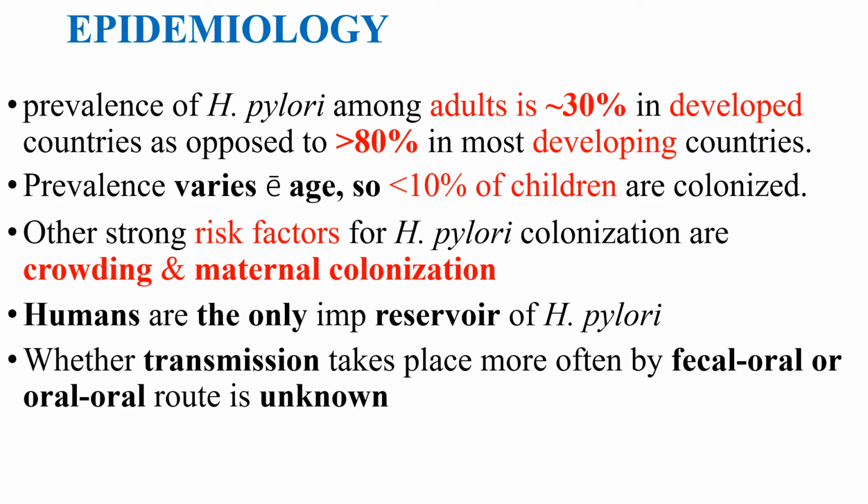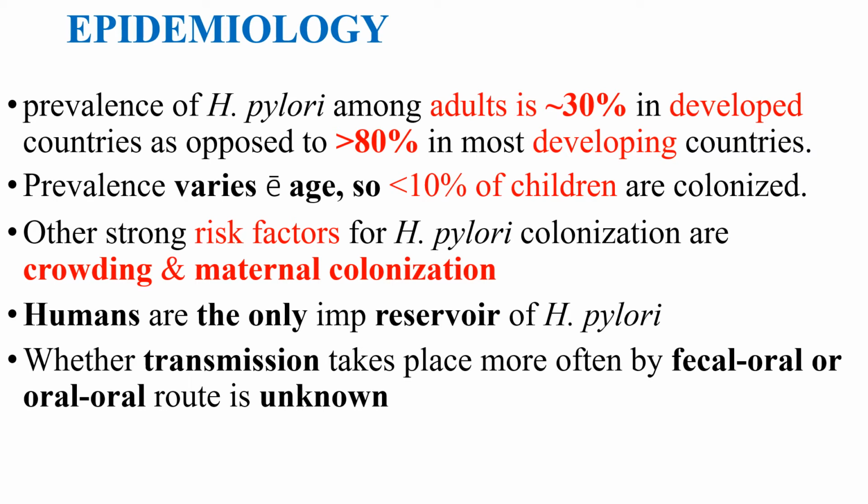Epidemiology: prevalence of H. pylori among adults is about 30% in developed countries, as opposed to 80% in most developing countries. Prevalence varies with age, so more than 10% of children are colonized.